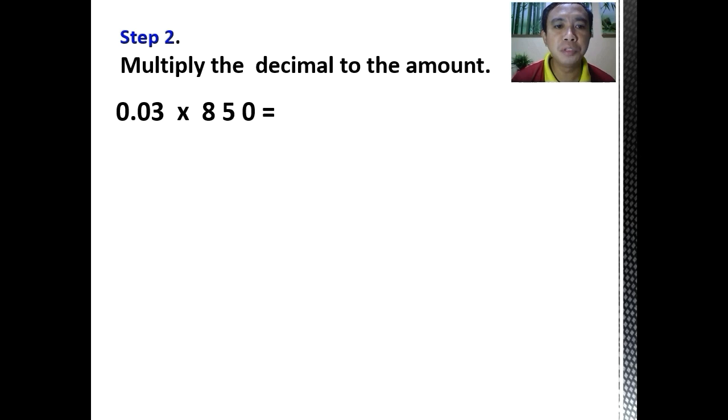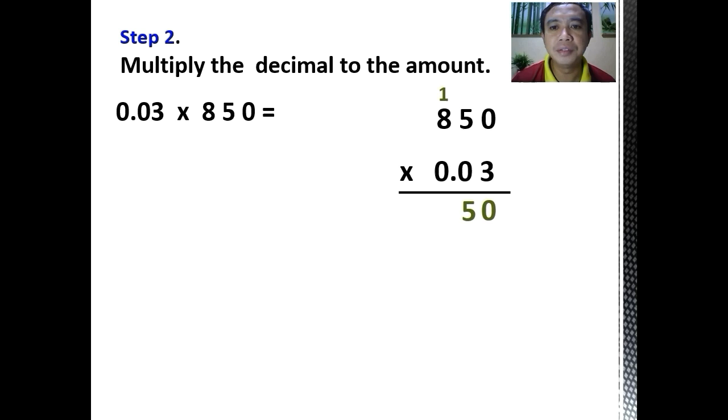So this is how we multiply. 850 times 0.03. We start at the rightmost part. 3 times 0, you have 0. 3 times 5, you have 15, so we put 5 and carry over 1. 3 times 8, so you have 24 plus 1, so you have 25.